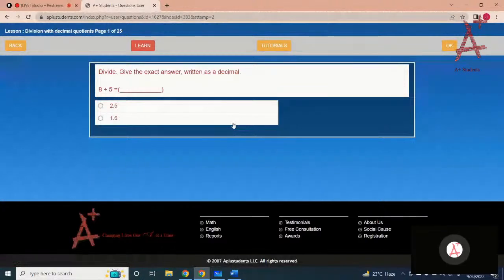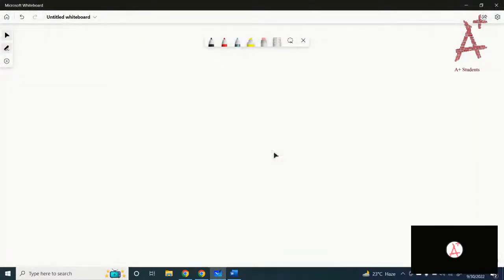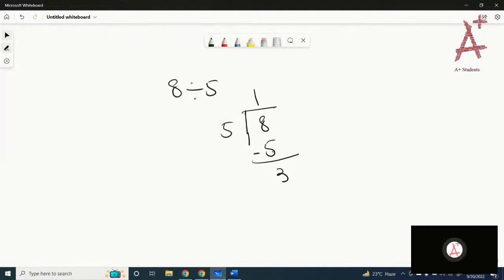Okay, 8 divided by 5. Let's just divide 8 by 5. Okay, we have to count a table of 5 until we get 8 or a number that is less than 8. So 5 times 1 is 5. 8 subtract 5 is 3. Now we have to put a decimal point and add a 0. So just put a decimal point over here and add a 0 over here.